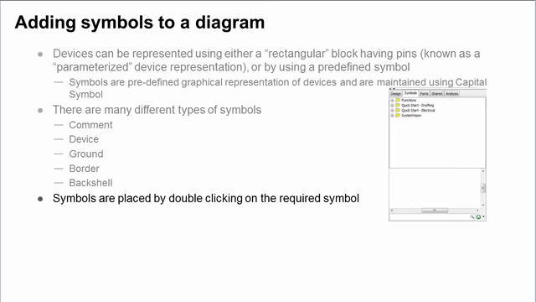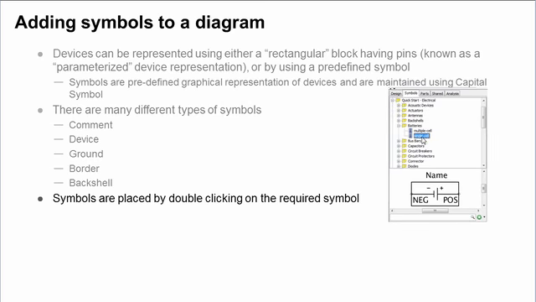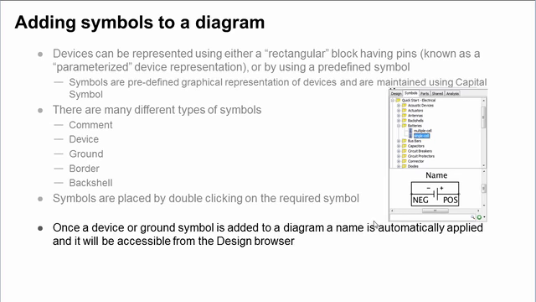Symbols are placed by double-clicking on the required symbol, either in the browser area or from the graphics area, and then instancing it in the diagram. Once a device or a ground symbol is added to a diagram, a name is automatically applied and it is accessible from the design browser.